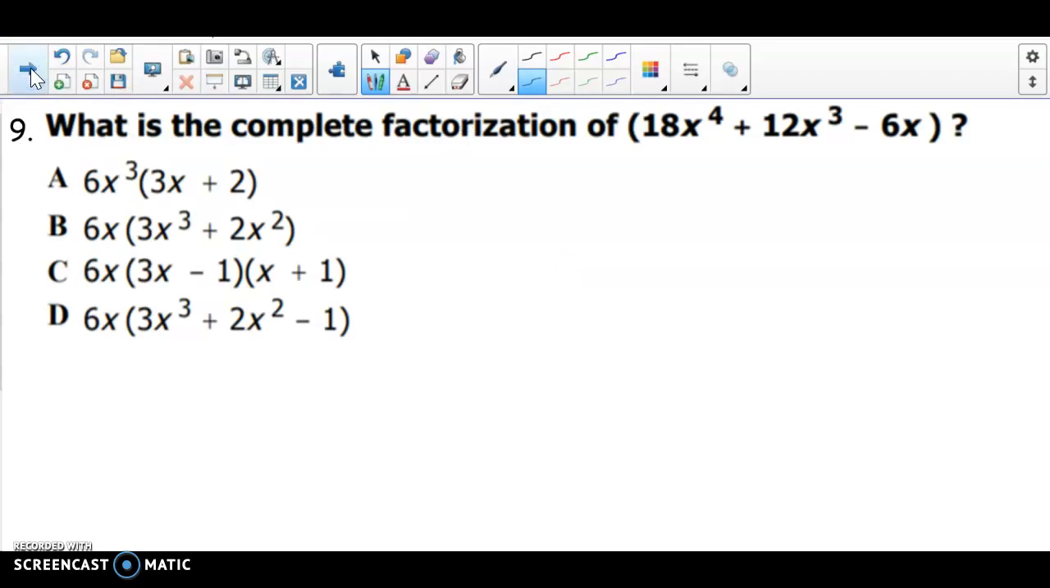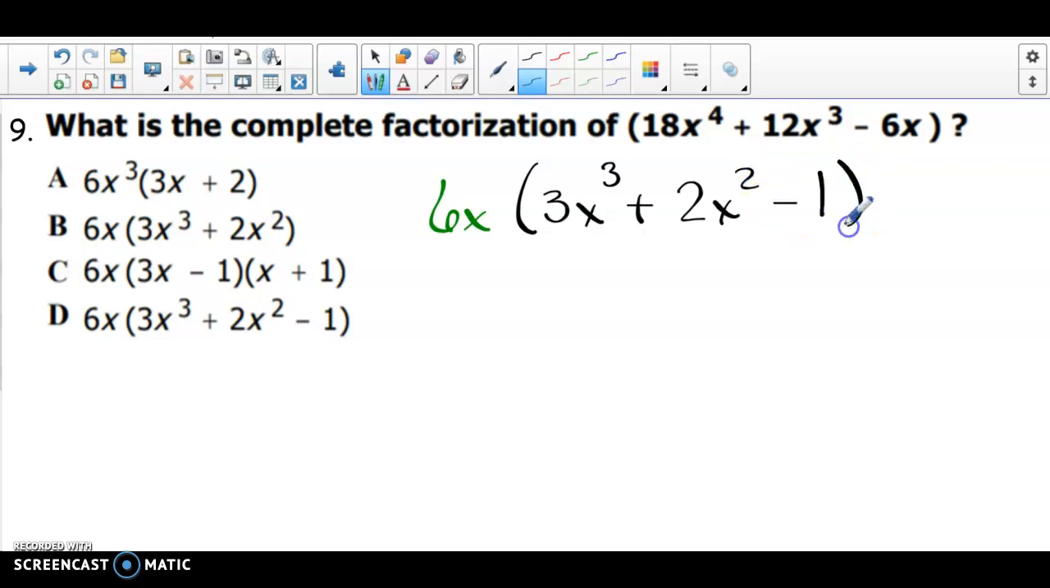Completely factor. Always look for GCF first. Is there something that you can take out of all 3 of those terms? Yes, you can take out a 6 and an x. So that's going to leave me with 3x cubed plus 2x squared minus 1. There's nothing else. Let's try and see. 3, there's nothing else because of my x cubed and x squared, so we're good here.